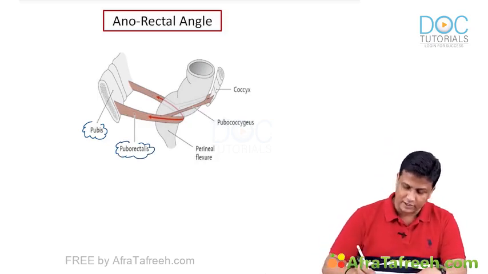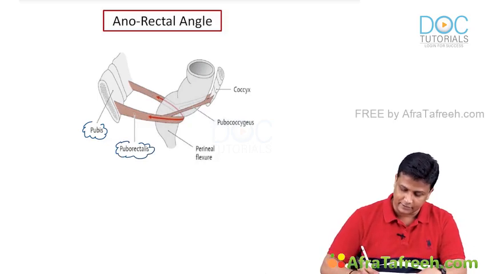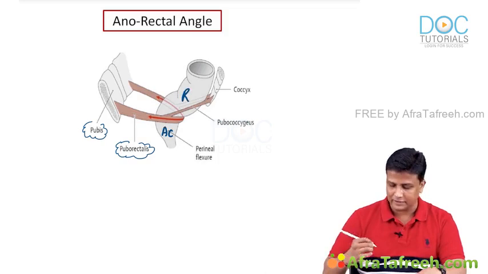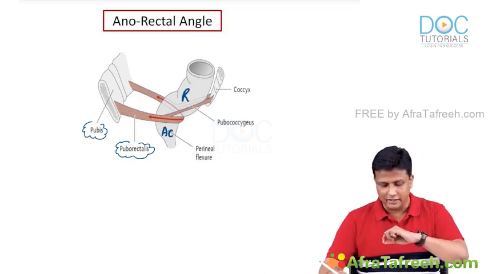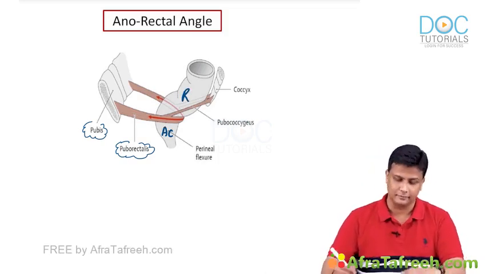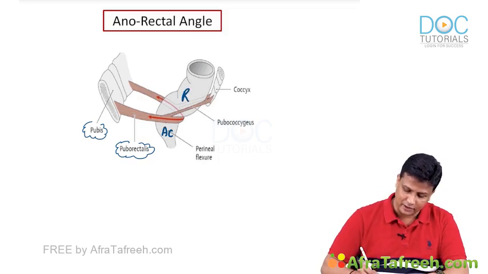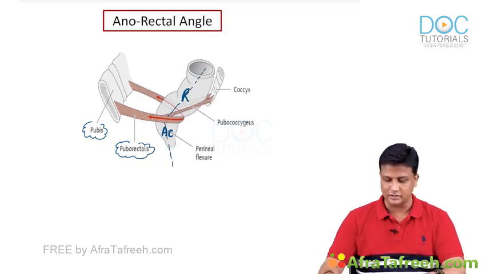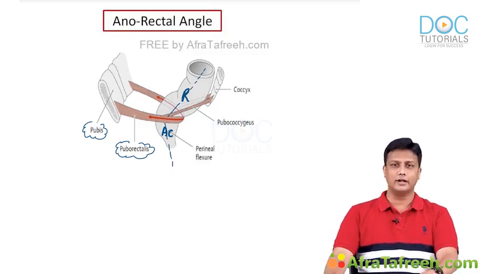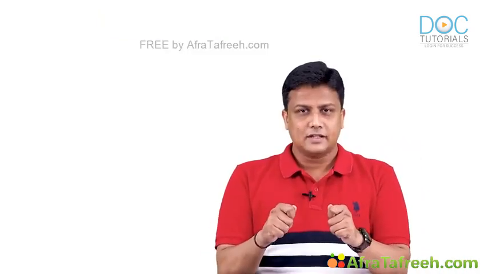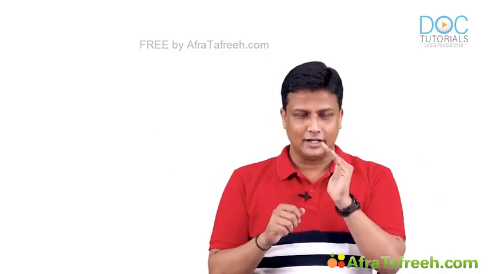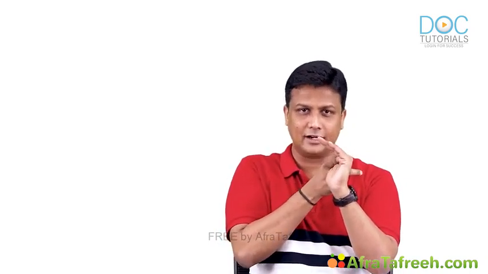Because of this, what is going to happen? There is a rectum above here, and then there will be the anal canal below here. Between the rectum and the anal canal, there is a formation of an angle. This angle between the rectum and the anal canal is referred to as the anorectal angle. Now, when this muscle is forming that anorectal angle, just look at my hand here. Imagine this one to be the rectum and this is the anus here.